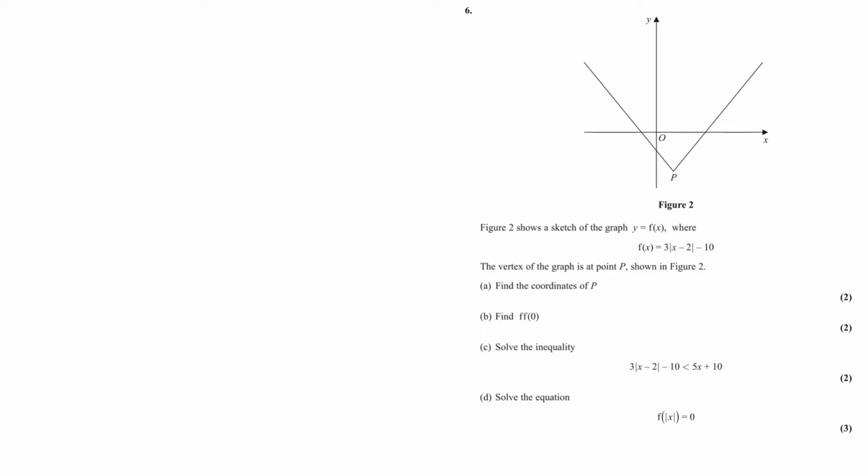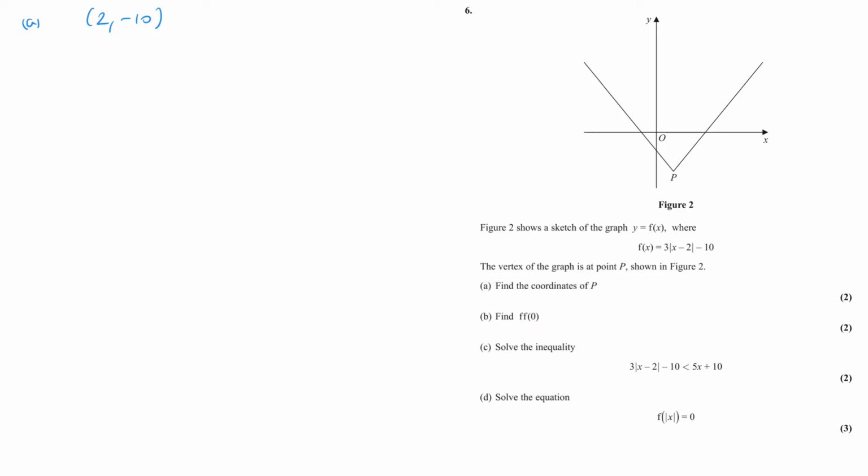Okay, question 6. So we're going to find the coordinates of P. P is the vertex. So that's going to be the point here that makes this 0. It's going to be your minimum value. So your y value is going to be minus 10. It's going to be the minimum value, and we get that when x equals 2. So it's just going to be (2, minus 10). Nothing too difficult about that.